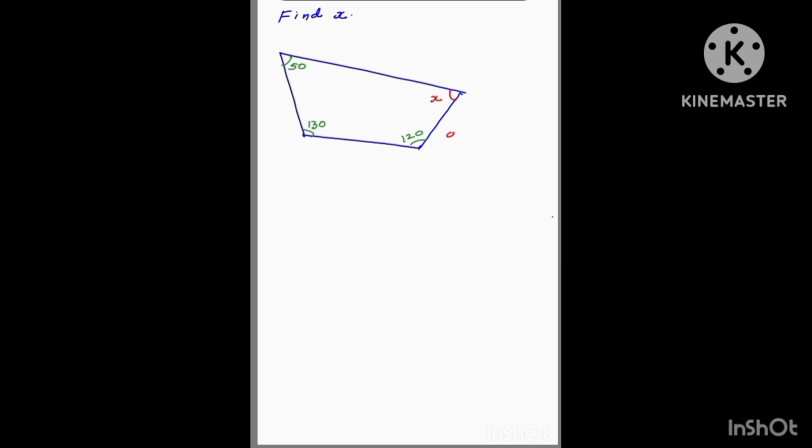Okay. Which property are you going to use? All these angles are, of course, in degrees. So we are going to use the property: sum of the interior angles of a quadrilateral is 360. Okay. So now the problem is very simple. We will be dealing with such type of problem or little difficult problems ahead. So let us concentrate on this first.